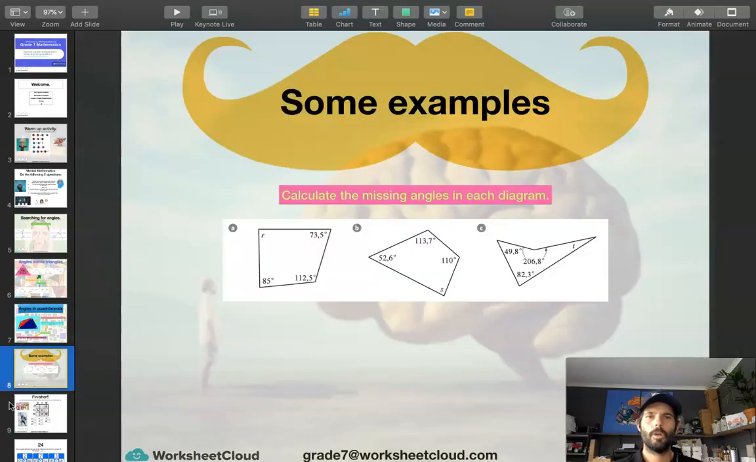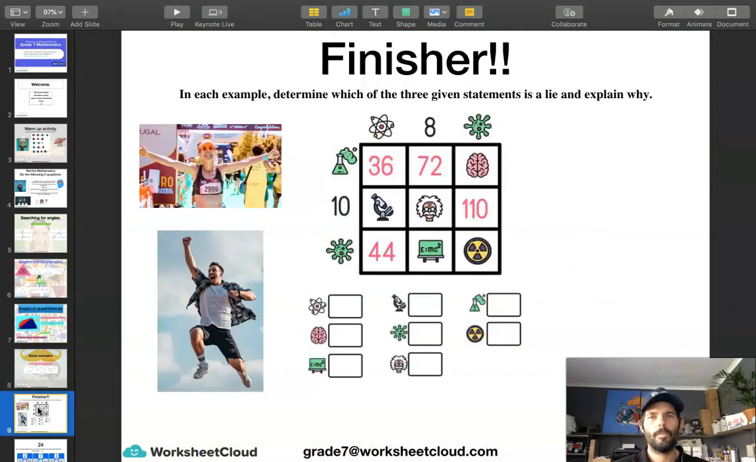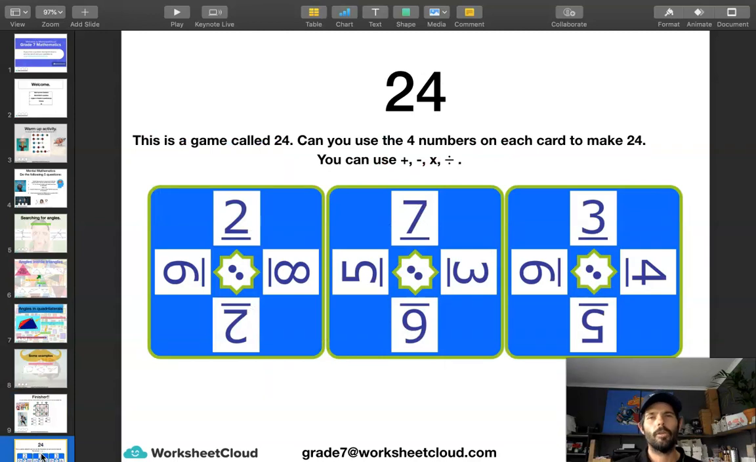Okay, so I would like you to go and figure out the size of the missing angles. Figure out the value of the symbols in the multiplication table, and let's see how you guys get on. How many different ways can you get to the answer of 24?